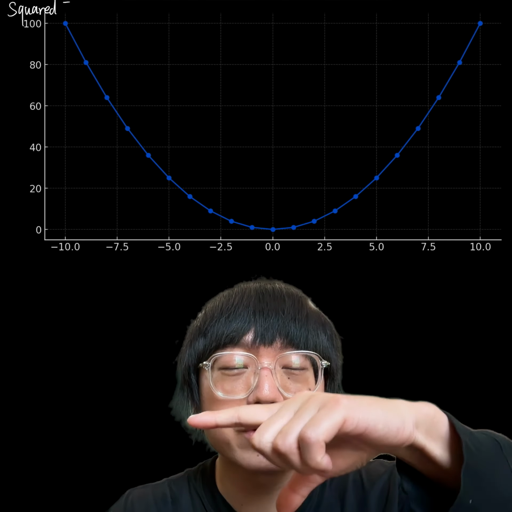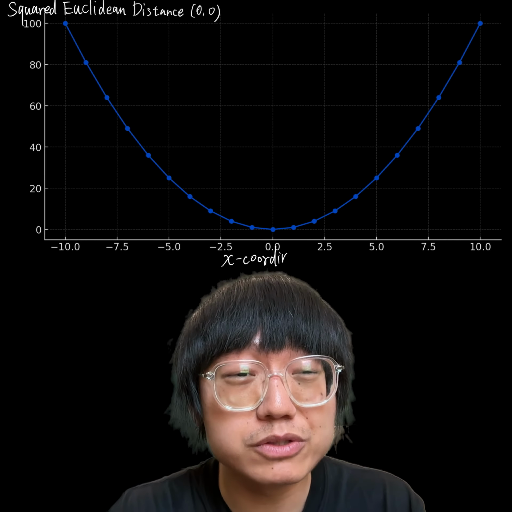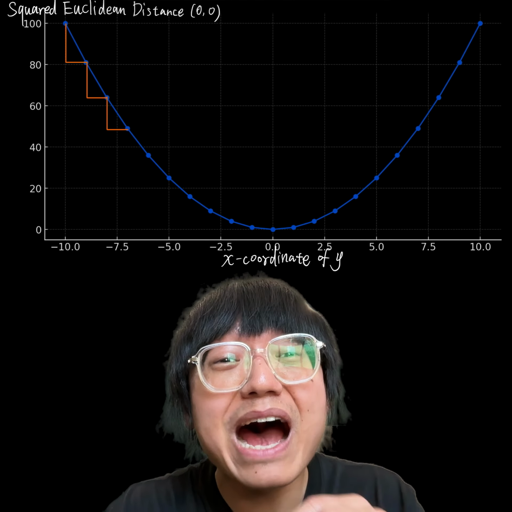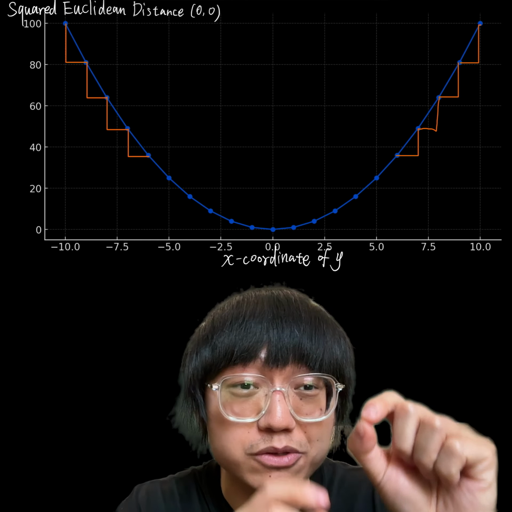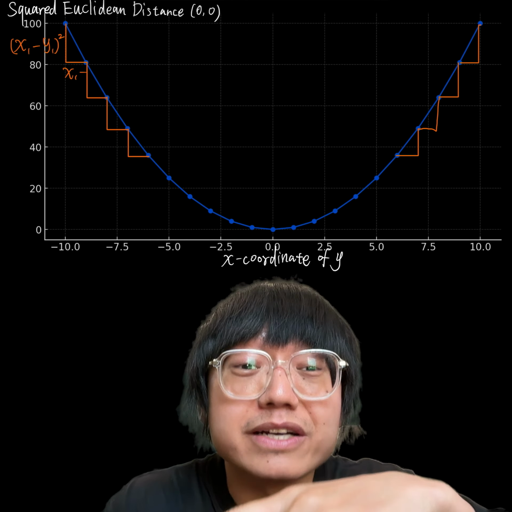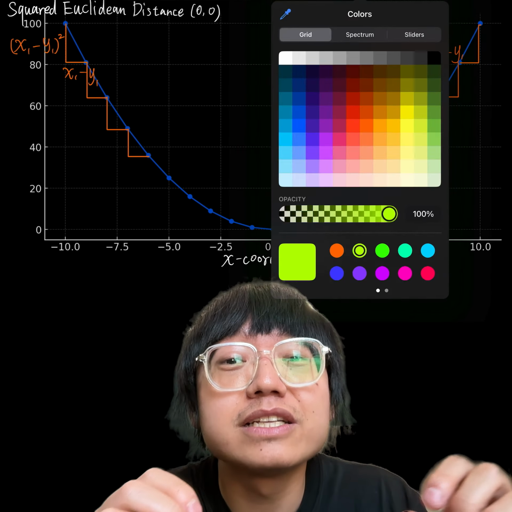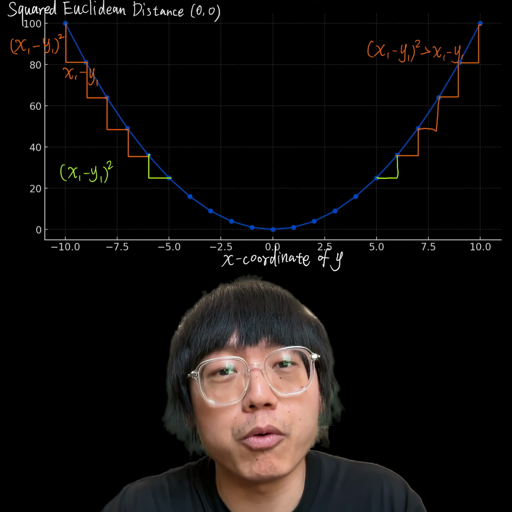Let's talk about the squared Euclidean distance, which is a common dissimilarity measure used in clustering algorithms like k-means. It quantifies how different two points, x and y, are in d-dimensional space. The squared Euclidean distance is calculated by summing the squares of the differences between the corresponding components of the points.